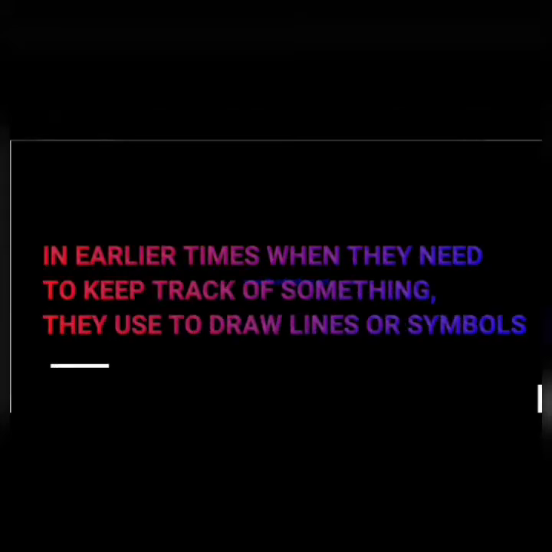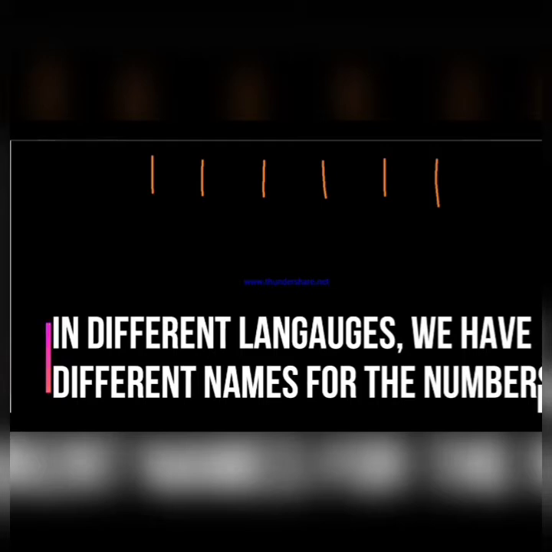In earlier times, when they needed to keep track of things, they used to draw lines or symbols like this. Although they didn't have names like 1, 2, 3, 4, 5, at some point they must have felt the need for names. From there, we started calling 1, 2, 3, 4, and in different languages there are different names for the numbers. But these methods were not efficient to record large data. Moreover, recounting and understanding was even more difficult.